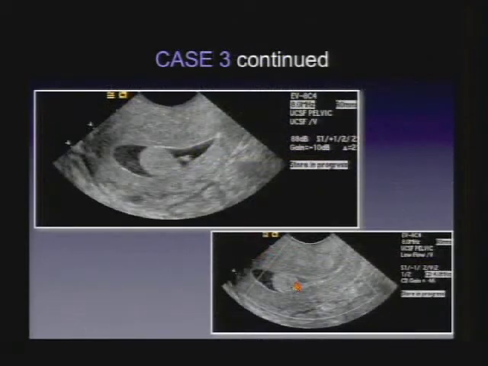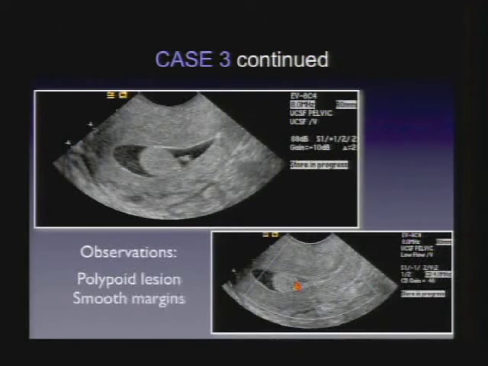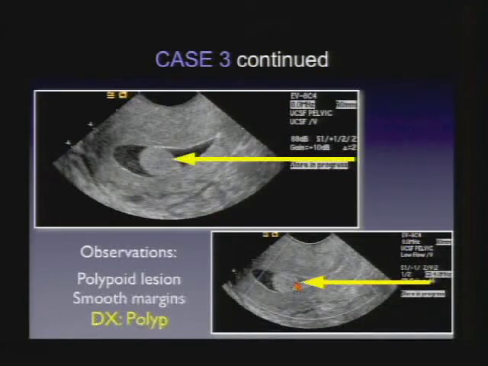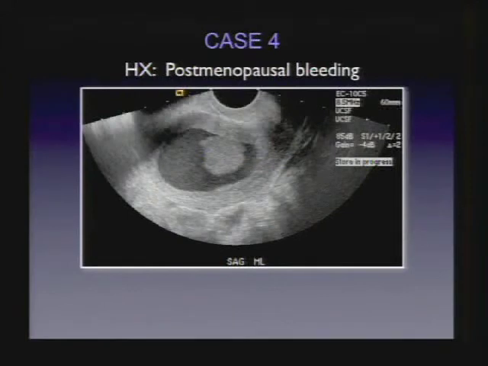Same case continued. This is a saline-infused sonogram of the same patient. And you could see a polypoid lesion with smooth margins. So here the diagnosis is polyp, and again you can see the single feeding vessel to the lesion. Case 4 is a postmenopausal patient with bleeding. This is not a saline-infused sonogram.